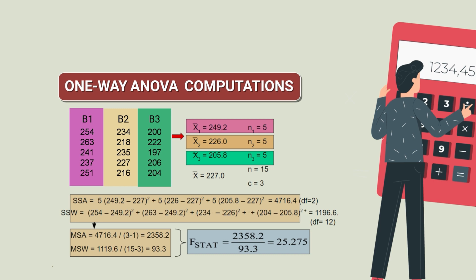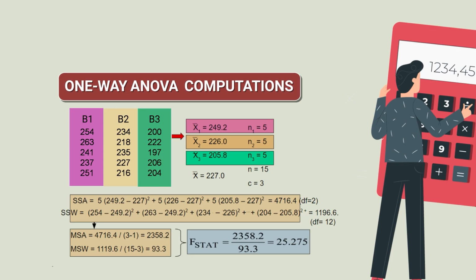So the mean square among groups is 4716.6 divided by 2, which is the mean square between groups. So among groups it is 2358.2, and the mean square within groups is equal to 1119.6 divided by 12, which is 93.3.